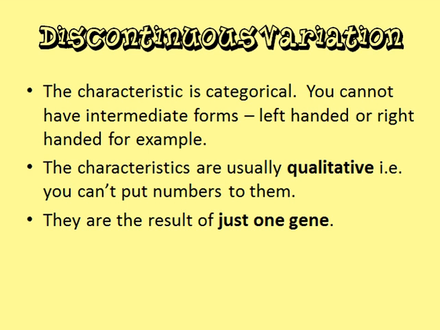Discontinuous variation is categorical. You cannot have intermediate forms, i.e. you're left-handed or right-handed. These characteristics are usually qualitative, so you can't put numbers on them. And they're the result of just one gene and no effect from the environment.